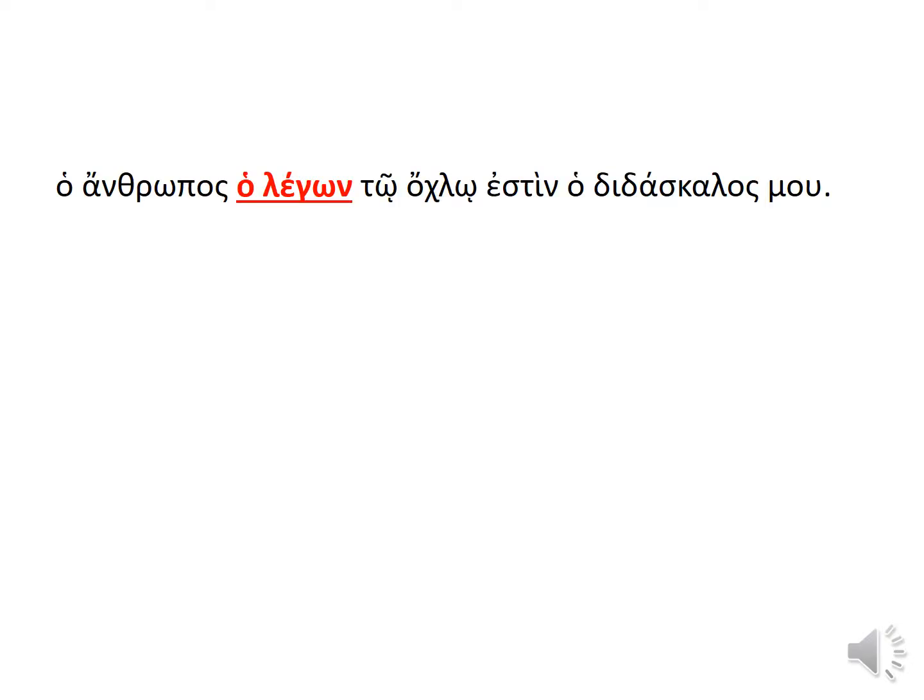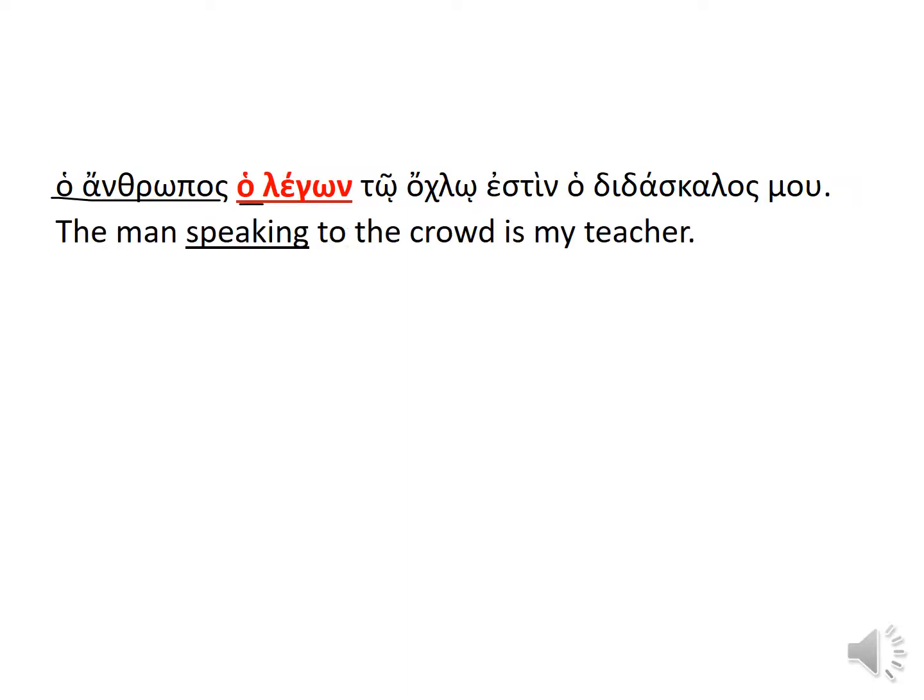Here, what kind of participle do we have? Well, it's adjectival, so we have three options: attributive, substantival, or predicate. Which is it? The answer is attributive. Why? Because it agrees in gender, case, and number with some noun. So we've narrowed it down to attributive or predicate. Moreover, the participle has the article. It's articular, so it's going to be in attributive position. So what kind of man? The man speaking. So the man speaking to the crowd is my teacher.